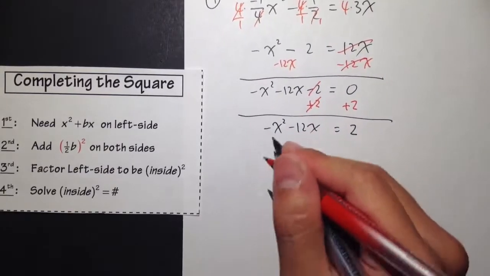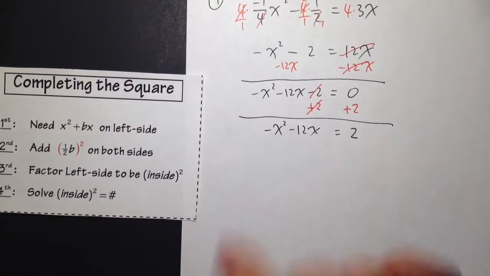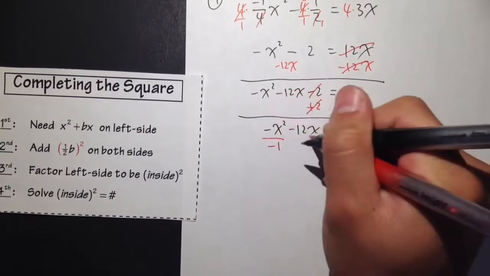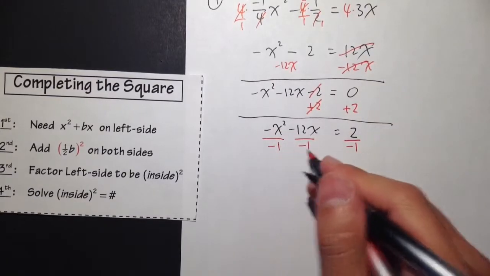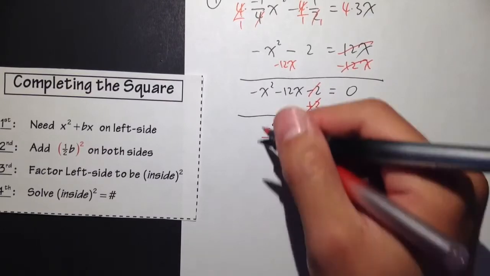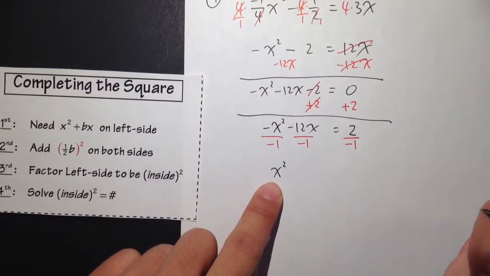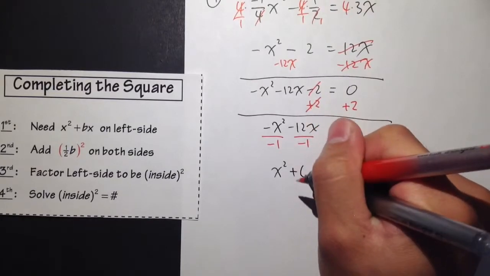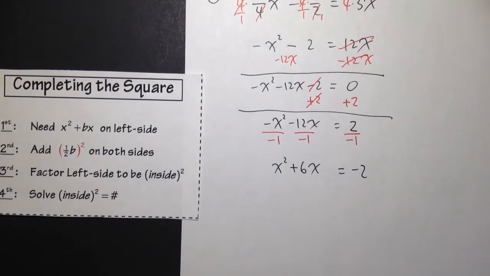But then I really need to insist to have just x squared. I don't even want to have a negative x squared. So we are going to multiply or divide everything by negative 1. Usually people just like to think about this as divide by negative 1, or you can think about this as multiply by negative 1. Doesn't matter. And then we will get x squared. Finally we have the x squared like this. Negative 12x divided by negative 1, we have plus 6x equals negative 2.